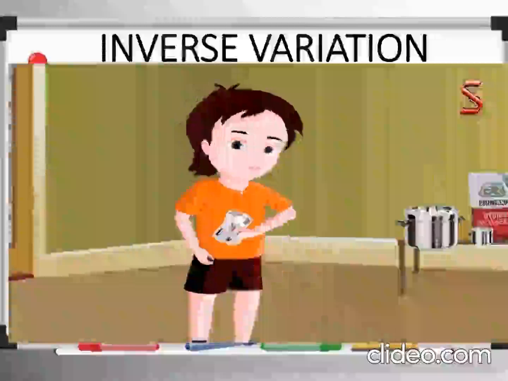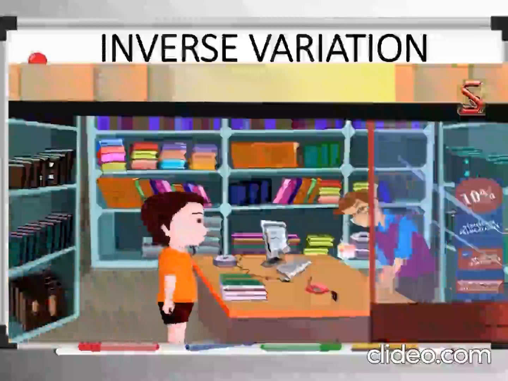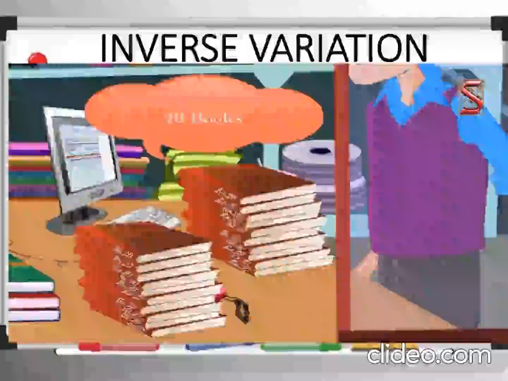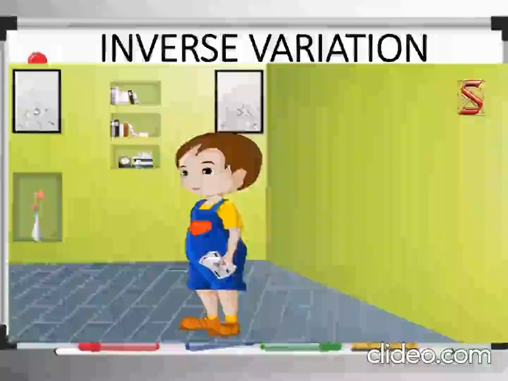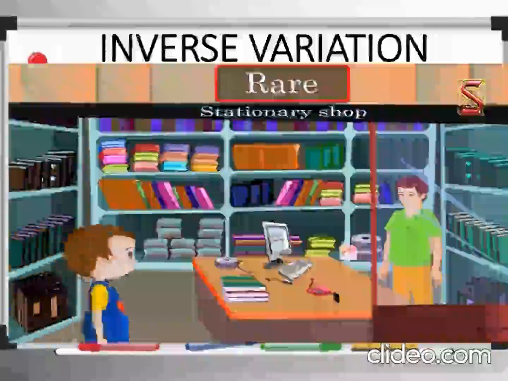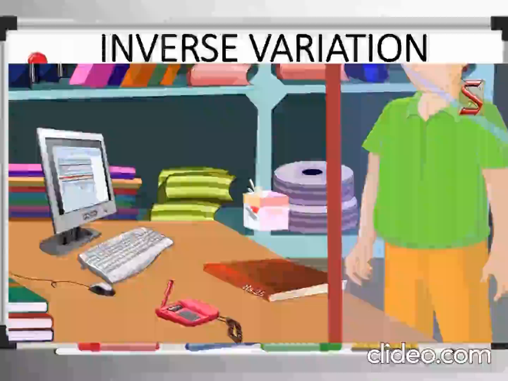Ram had 400 rupees with him. He went to a shop to buy notebooks. Cost of one notebook in the shop was 20 rupees. So he bought 20 notebooks. Anil too had 400 rupees with him. He went to another shop to buy notebooks. Cost of one notebook in that shop was 25 rupees. So he was able to buy only 16 notebooks.